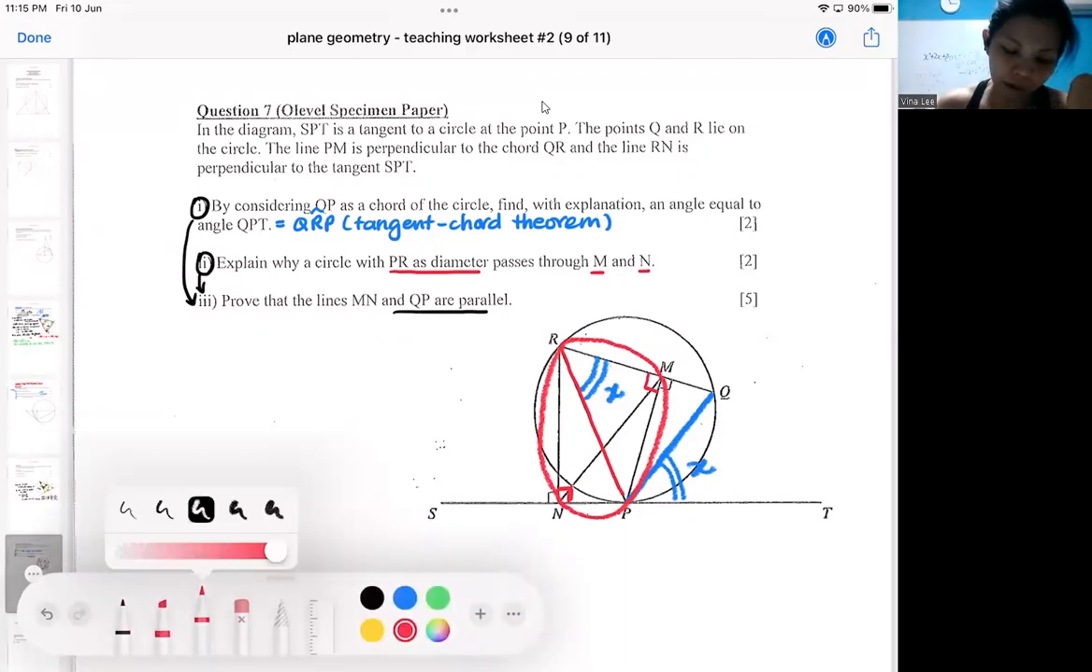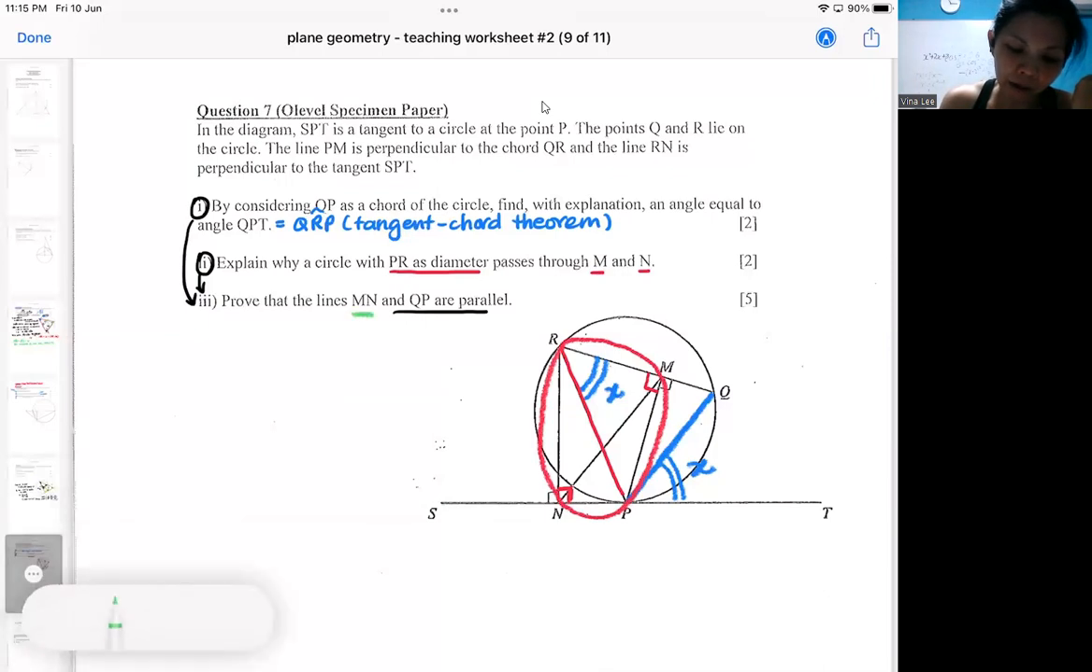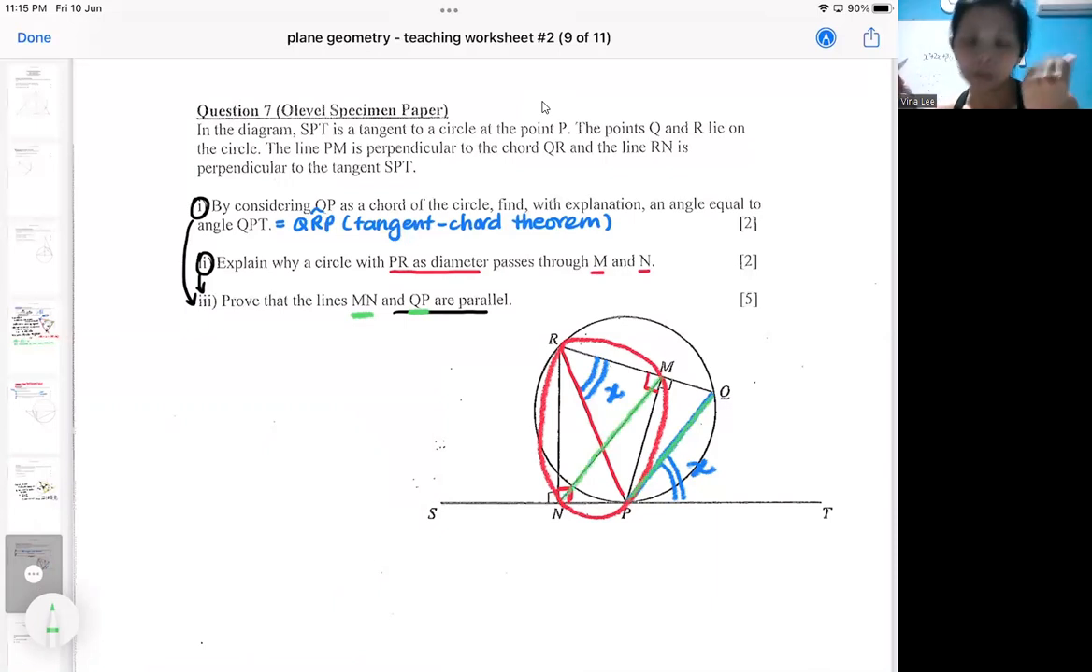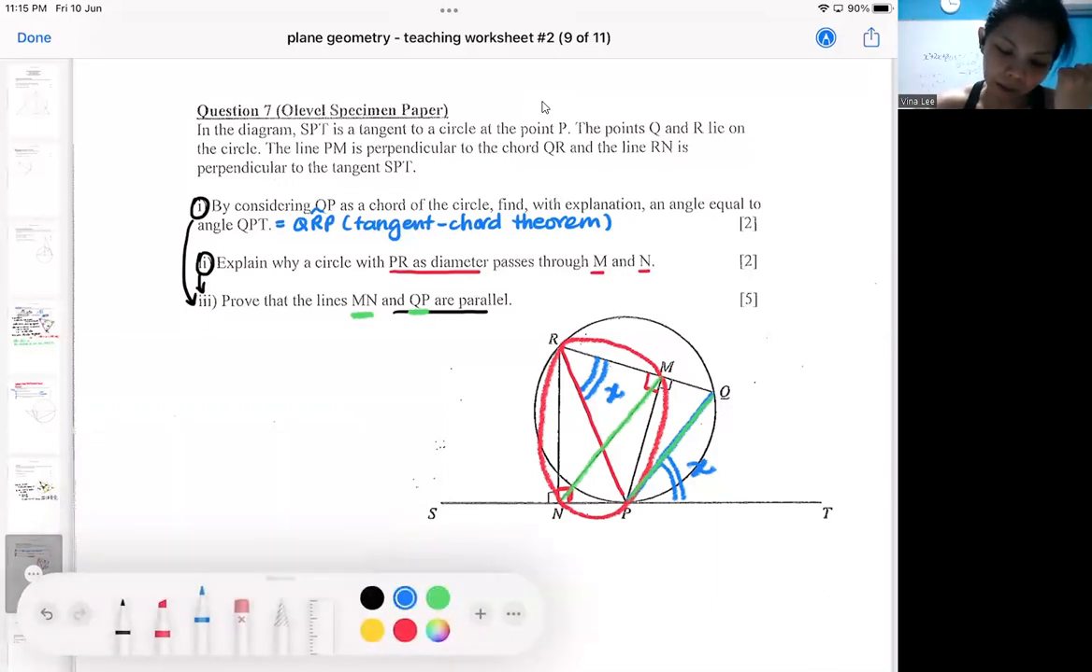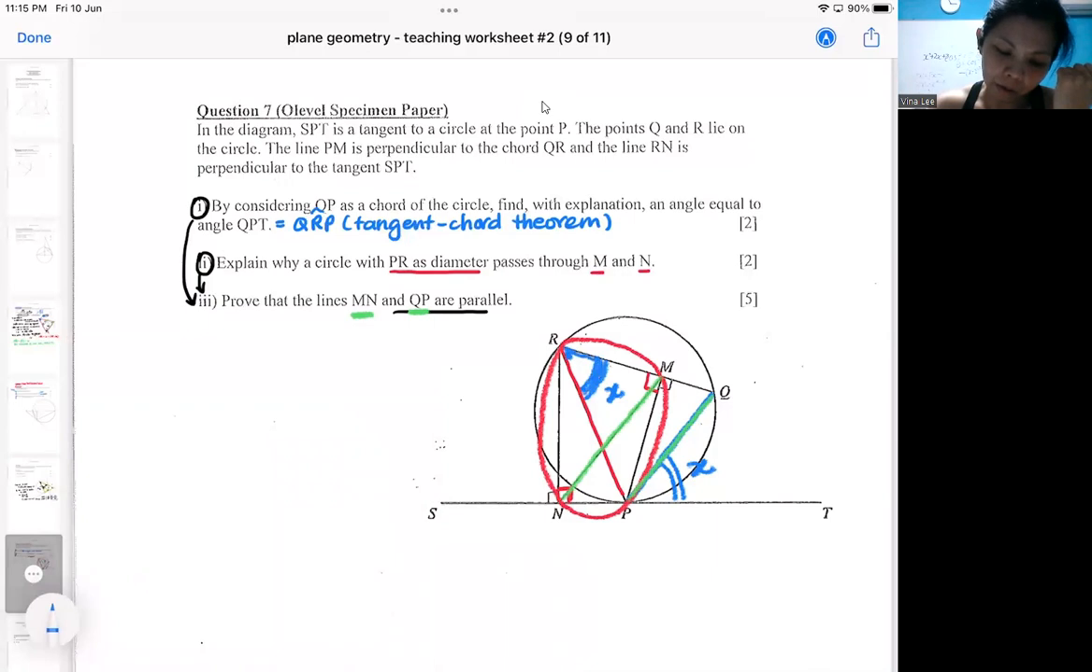So eventually, you identify the parallel line first. If you identify the parallel line, maybe that will help you a bit. That means you cheat a bit. So from here, what most people couldn't see is the angle in the same segment. A lot of people couldn't see that this and this are angles in the same segment.